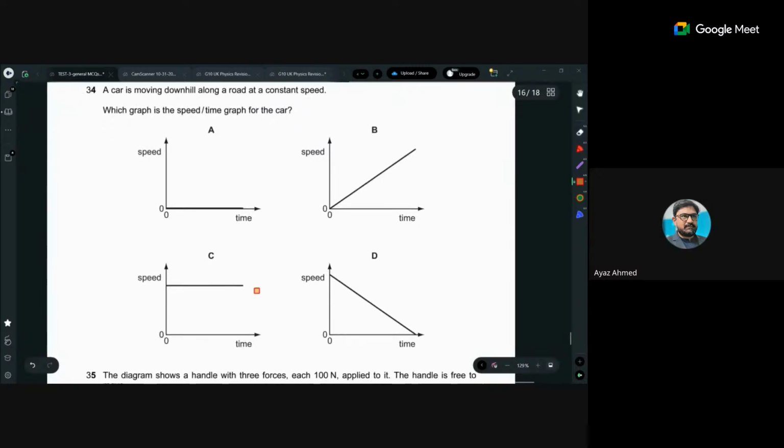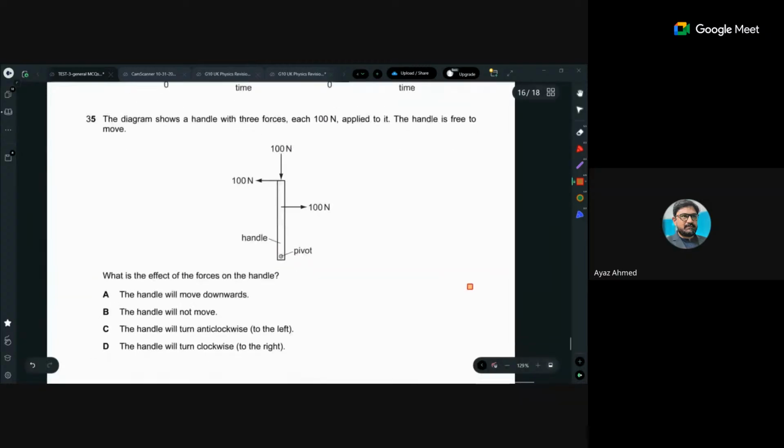Well done. A car is moving down the hill along the road at a constant speed. So which graph shows the speed time graph of the car? So option C, because it is the constant graph, constant speed. Option A में zero speed है. Option B में constant acceleration है. Option C में decreasing speed यानी deceleration है.